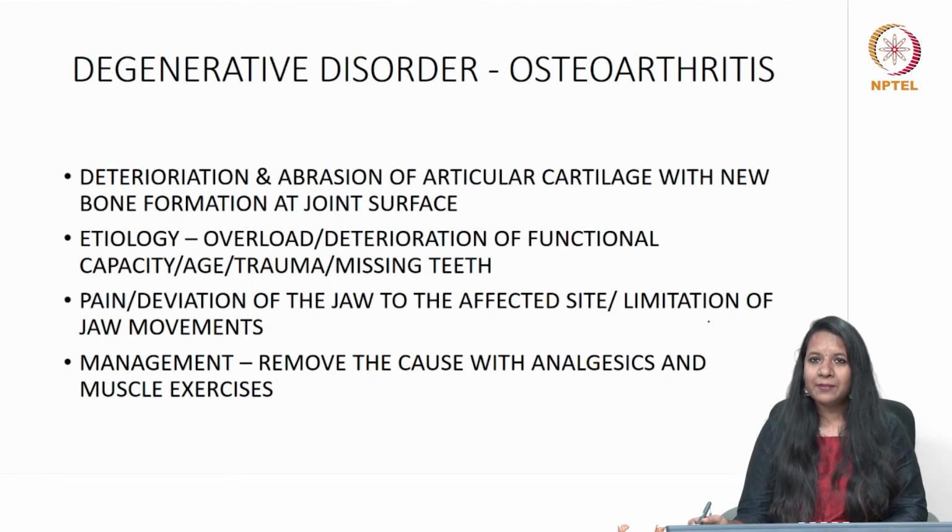As I have already mentioned, since it is the only joint with rigid enclosure, the shape and the morphology of the tooth will have an influence on the joint movement. Hence, the missing teeth will, later on in a chronic period, lead to osteoarthritis. So, the patient will have pain and there will be deviation of the jaw to the affected side with limited jaw movements. The management is to remove the cause with analgesics and muscular exercises.